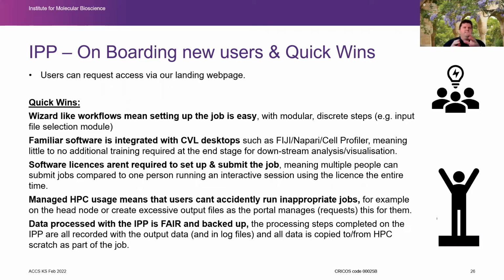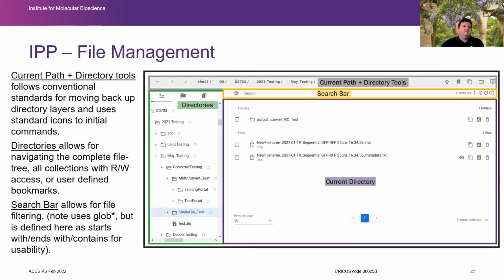And we have what I call managed HPC usage, which means that users, i.e. someone like a biologist like me, can't accidentally run inappropriate jobs on the head node or something. And that all the data processed within the IPP is fair and it's backed up, and we control all of that so that we're not accidentally leaving it on scratch or not doing good behaviors.